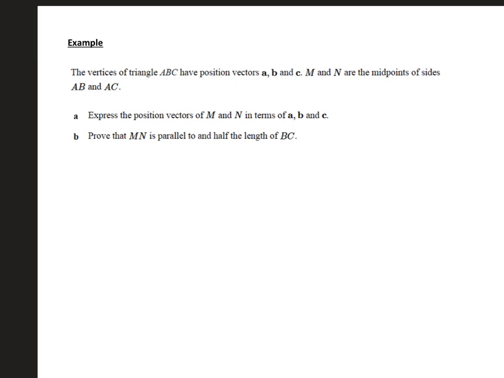Okay, and final one. The vertices of the triangle ABC have position vectors a, b, c. M and N are the midpoints of the sides AB and AC. So straight away, I'm just going to write that down. M is half (a plus b), and N is half (a plus c). And that's what part A wants: express the position vectors of M and N in terms of a, b, and c.